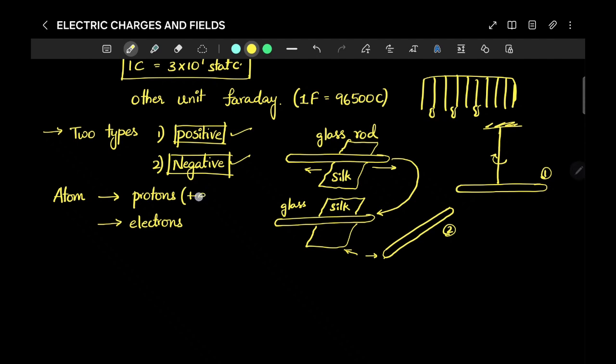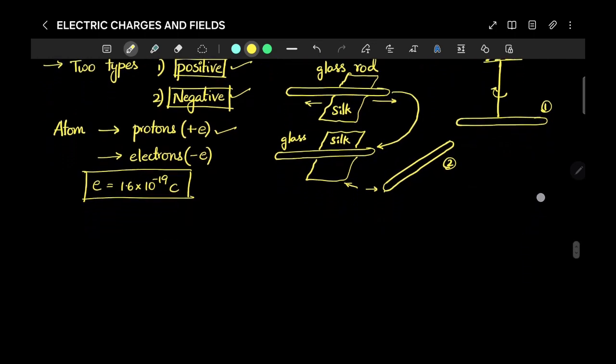I'm going to represent them as plus E. Electrons are said to be with negative charge. Here, what is meant by E? E is a value that is 1.6 into 10 power minus 19 coulomb. The charge of electron is minus 1.6 into 10 power minus 19 coulomb. Charge of proton is plus 1.6 into 10 to the power of minus 19 coulomb.